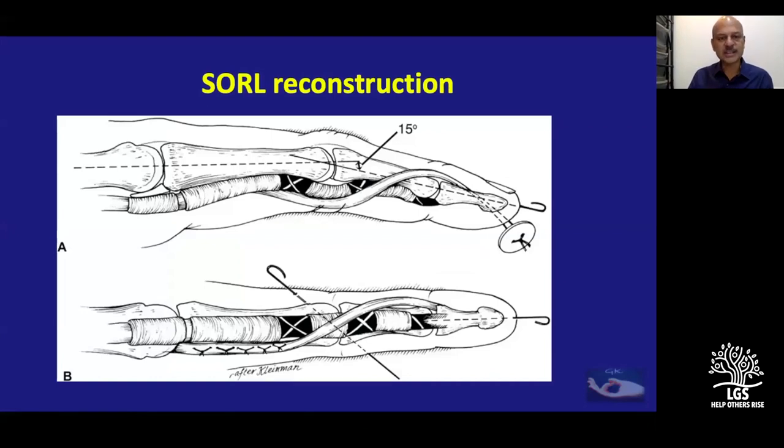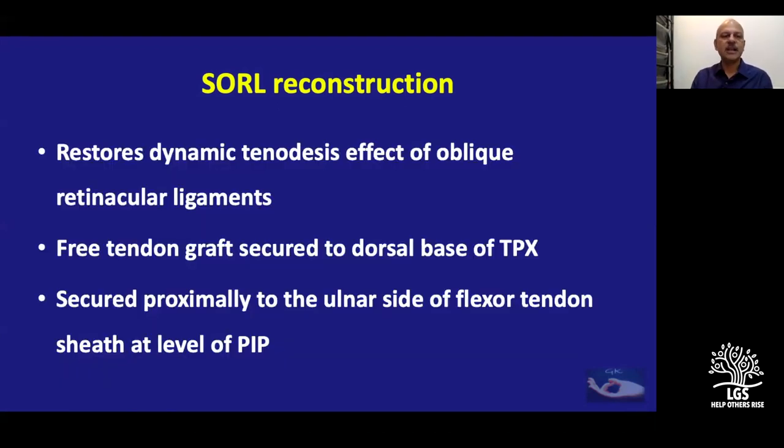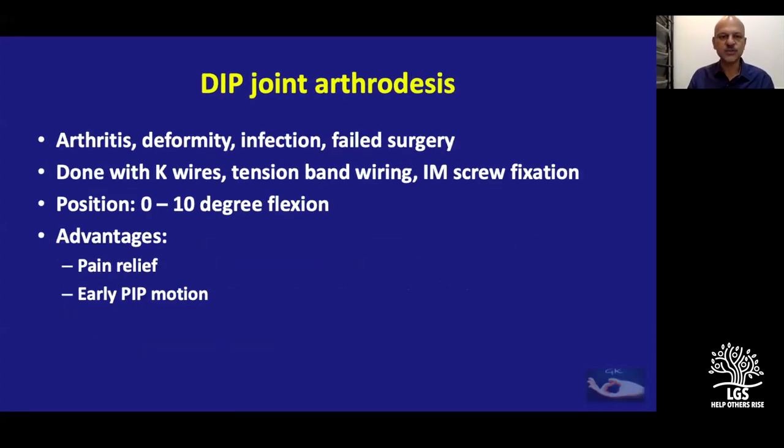The next procedure is the spiral oblique retinacular ligament reconstruction. We'll see the details of this under the next procedure, where it restores the dynamic tenodesis effect of the oblique retinacular ligaments, and we use a free tendon graft to the dorsal base of the terminal phalanx and secure it to the ulnar side of the flexor tendon sheath. Remember, we want to reconstruct the spiral oblique retinacular ligament, which normally arises from the flexor tendon sheath and is attached to the terminal tendon. So that is what we'll see the details of this procedure soon.